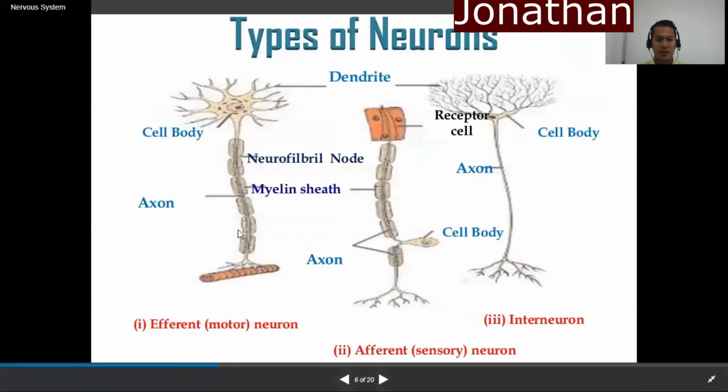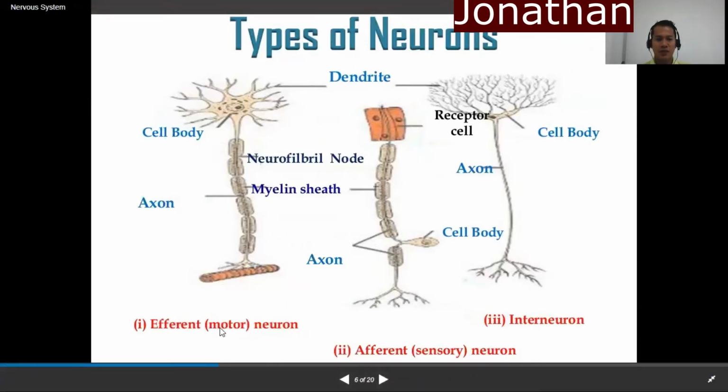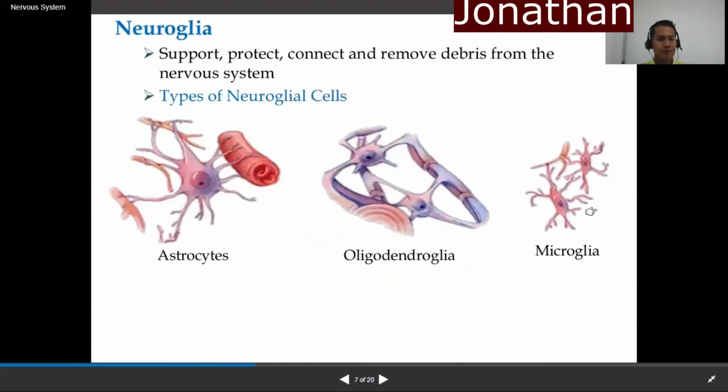The motor neuron looks like this. The sensory neuron, or the afferent neuron, looks like this. And the interneuron looks like this. They are basically the same, but they perform different functions, as the words imply: motor, sensory, and interneuron. Okay.